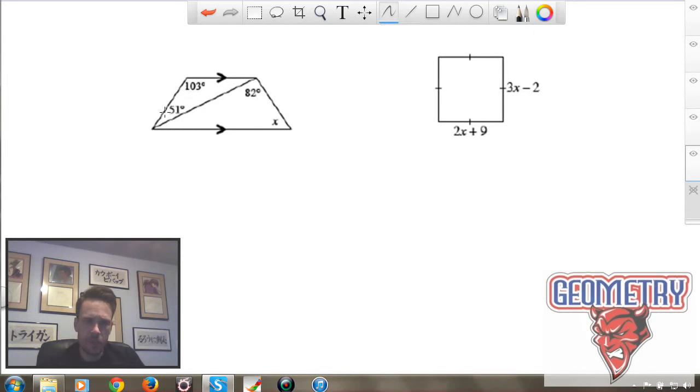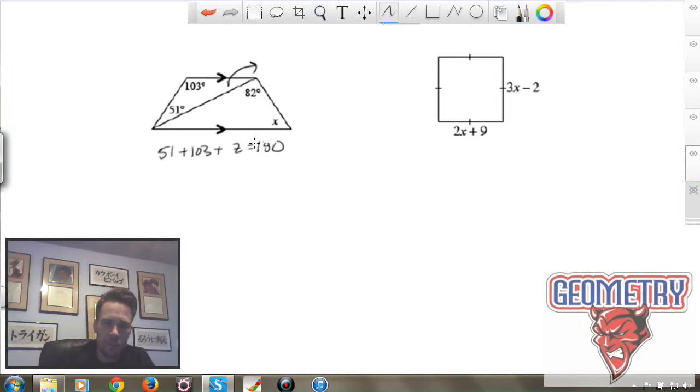So within this triangle on top, I have 2 out of the 3 angles. So if I have 2 out of the 3 angles, I can find the third, because I know that 51 plus 103 plus, we'll call that angle z, has to equal 180. So 180 minus 51 minus 103 gives us angle z here to be 26.